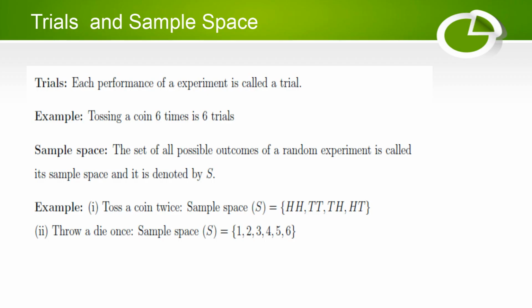Definition of trials: each performance of an experiment is called a trial. Example of trial: tossing a coin 6 times is 6 trials. Definition of sample space: the set of all possible outcomes of a random experiment is called its sample space and it is denoted by S.